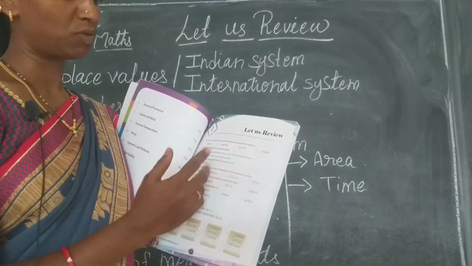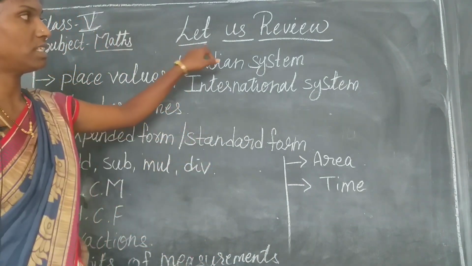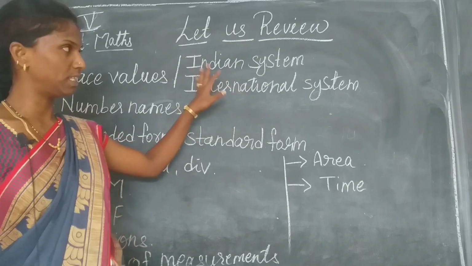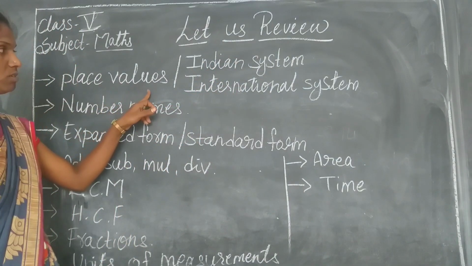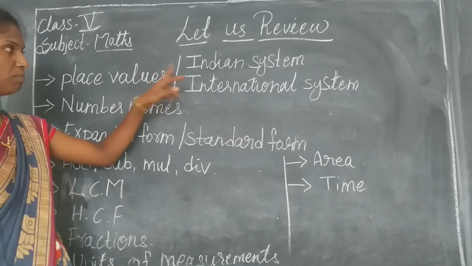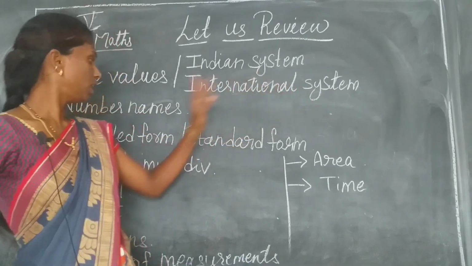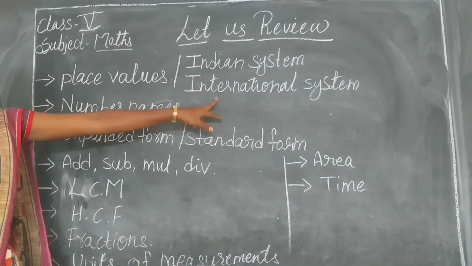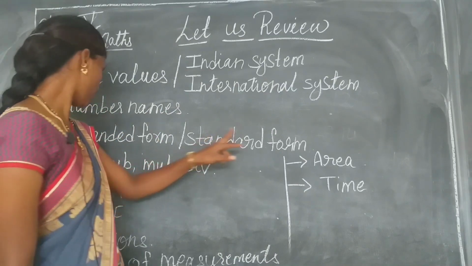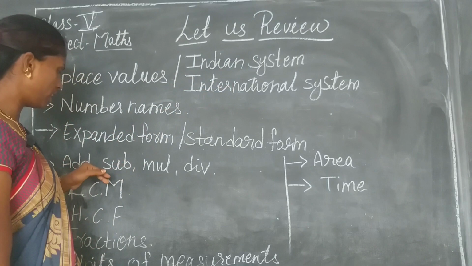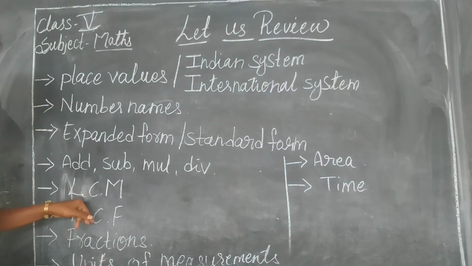Let us review the topics which we revised in the previous class. So let us review the topics which we are going to revise in this class. In this chapter, the topics are place values. Here we have introduced place values in two types, that is the Indian system and the international system. Now based on the Indian system and international system, number names, expanded form, standard form, and based on this, addition, subtraction, multiplication, division, and the next topic is LCM.